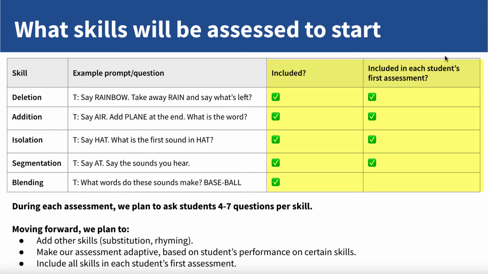However, the first time that students take this assessment, they will only be assessed on the first 4 skills. Each assessment will include 4 to 7 questions per skill, and moving forward, we hope to add new skills, such as substitution and rhyming, to the assessment. We may explore making the assessment adaptive to the student's performance, and we may include all skills in each student's first assessment.